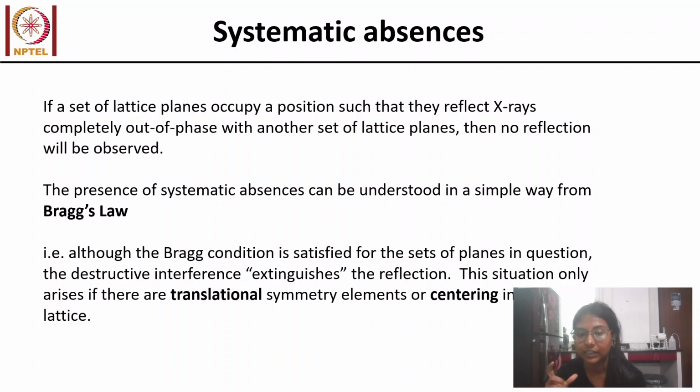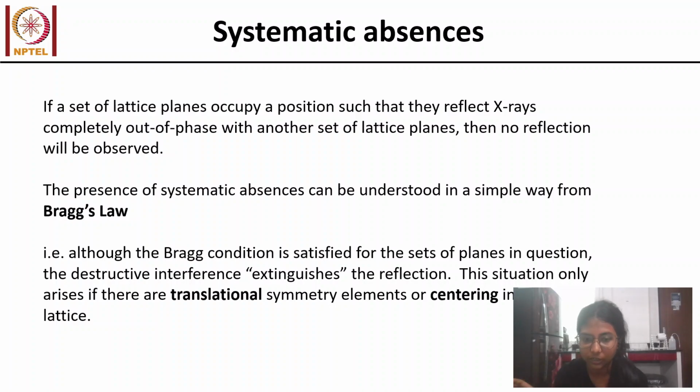So these centered lattices almost always have systematic absences. What does not have systematic absences? Primitive lattices, P. And then the second thing is translational symmetry elements. So what are translational symmetry elements? You should know that by now: screw axis and glide planes.